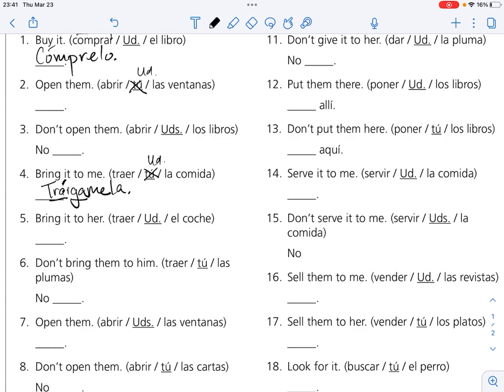All right, so complete this worksheet for homework. We'll go over it next time we're together. All right, good luck.